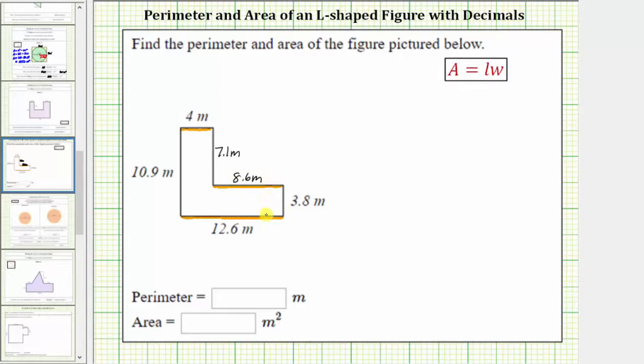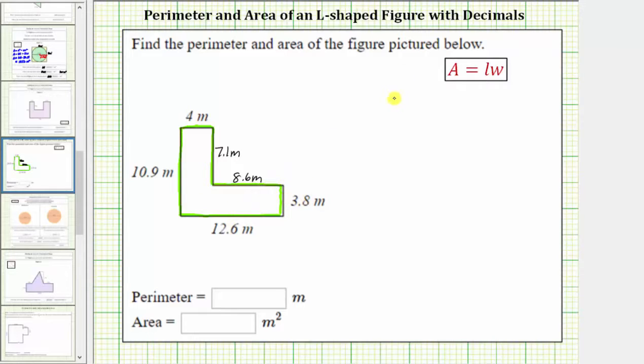Now that we have the lengths of all of the sides, we can determine the perimeter. If we start here, the perimeter is equal to 3.8 meters plus 12.6 meters plus 10.9 meters plus 4 meters plus 7.1 meters plus 8.6 meters. Let's write this sum vertically.